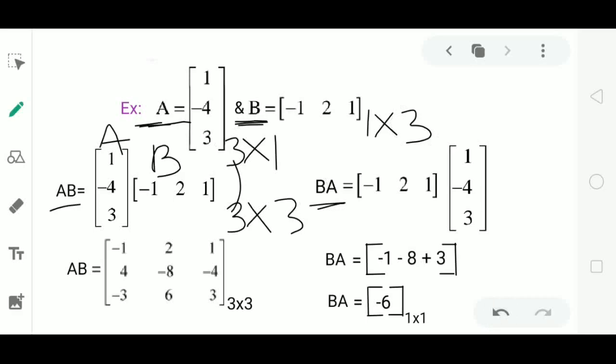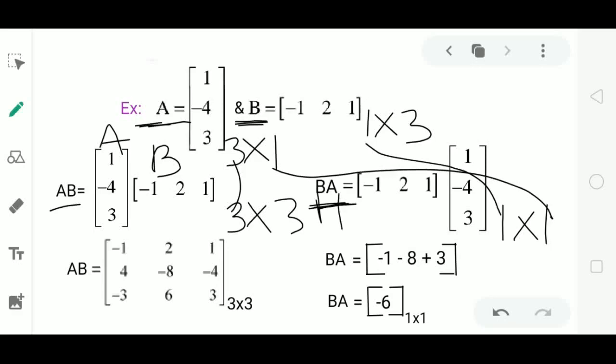And we know that this product BA is again a matrix, and it will be of order 1 by 1, that is number of rows of first matrix by number of columns of second matrix. In this product BA, the first matrix is B, second matrix is A. Then the matrix BA will be of order 1 by 1, that is having only one row and one column. Let us find this matrix.